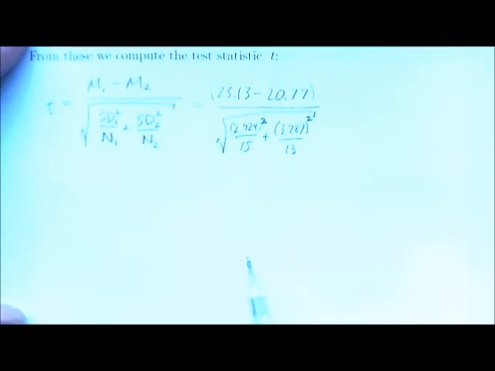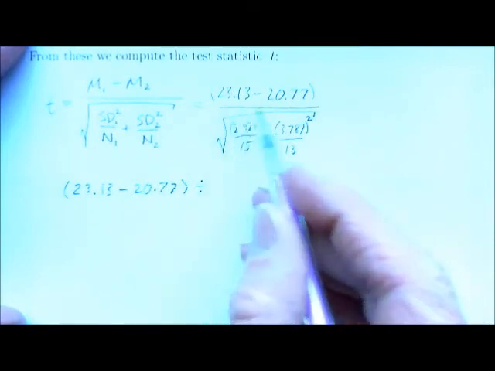So basically, your calculator has some parentheses buttons. What we need to do is put in a left parenthesis for the numerator. So you put in 23.13 minus 20.77. And then you need to close the parentheses at that point. Then you're going to divide, so you push divide, that's the bar here.